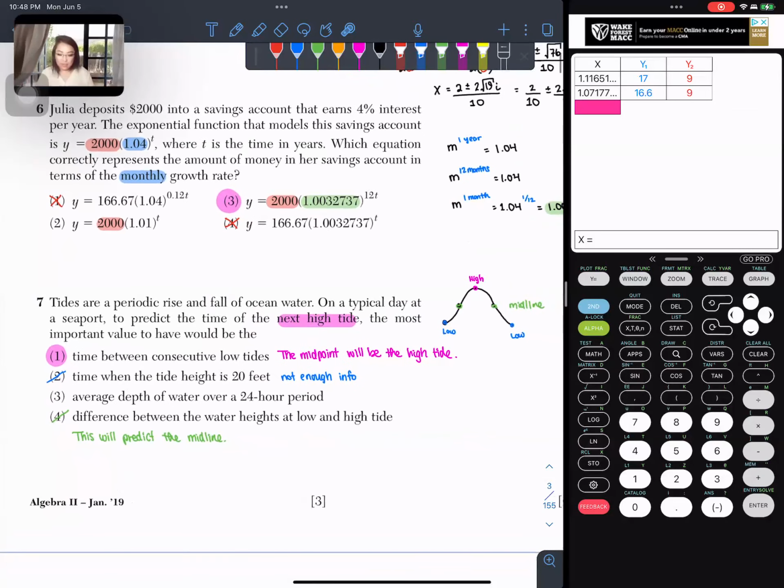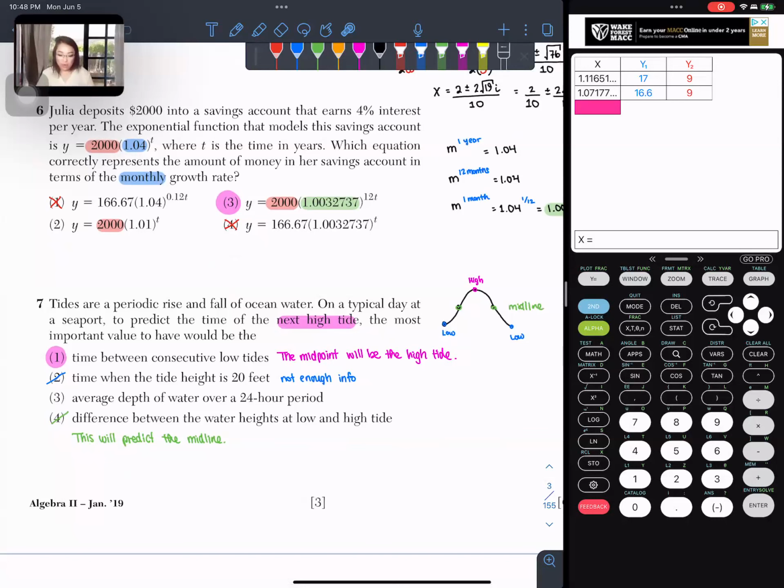Number 7 is choice 1 because the midpoint of 2 lows would be the high. So that's why 1 is correct.